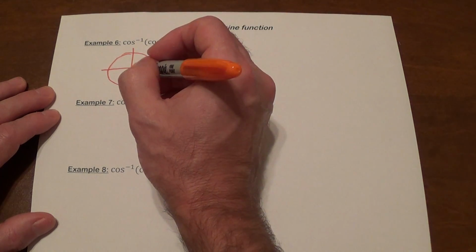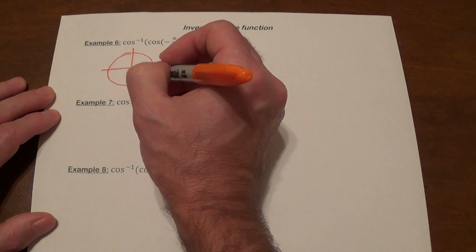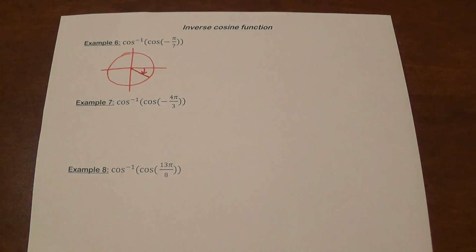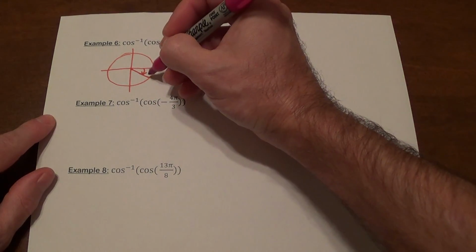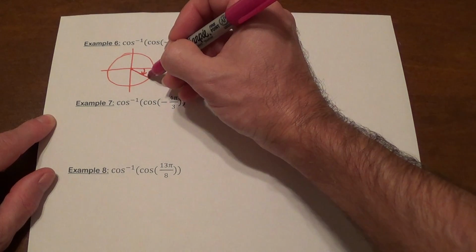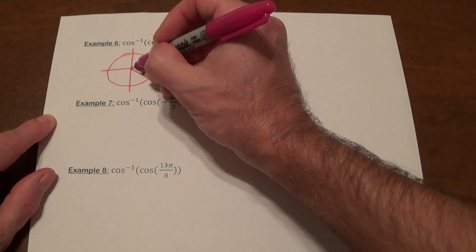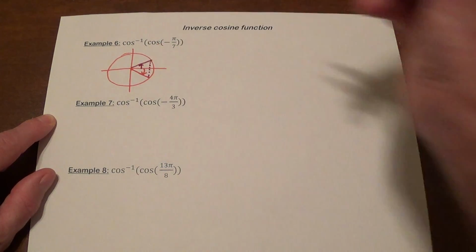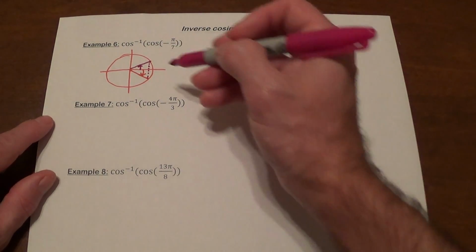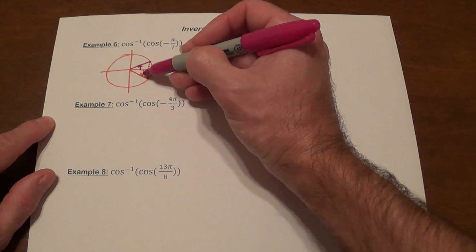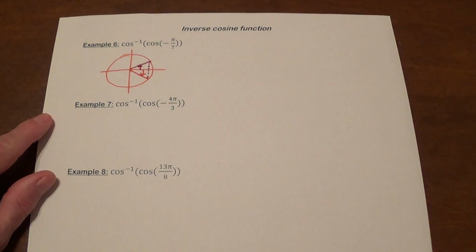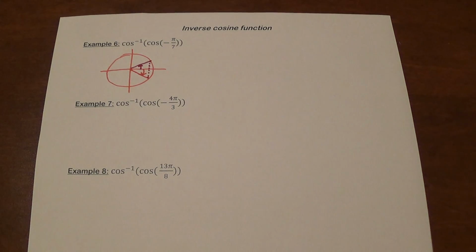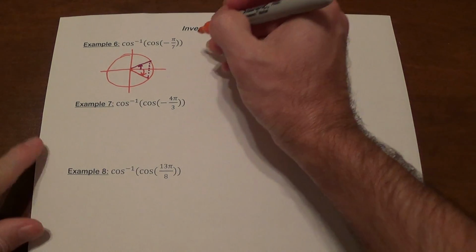So negative pi over 7 is here, right? We're trying to work with cosine. We want to find another angle whose cosine will be the same as negative pi over 7. Since cosine is related to the x-coordinate, we're going to go up here and get this angle. I think it's pretty easy to see that these two angles are going to be congruent. What's the difference here? This angle is negative pi over 7, this angle is positive pi over 7. So our answer is going to be positive pi over 7.